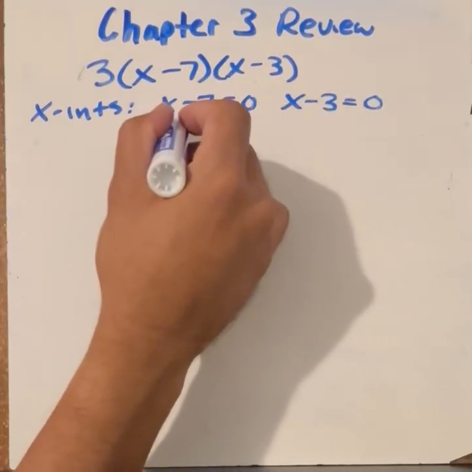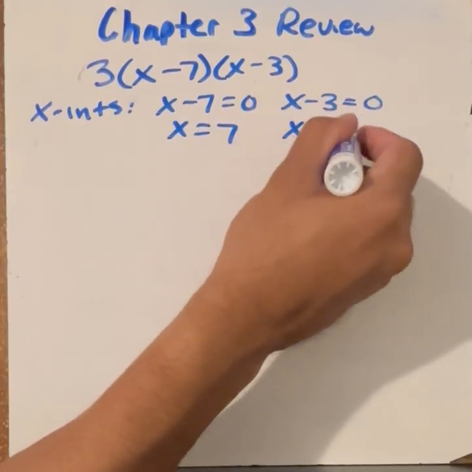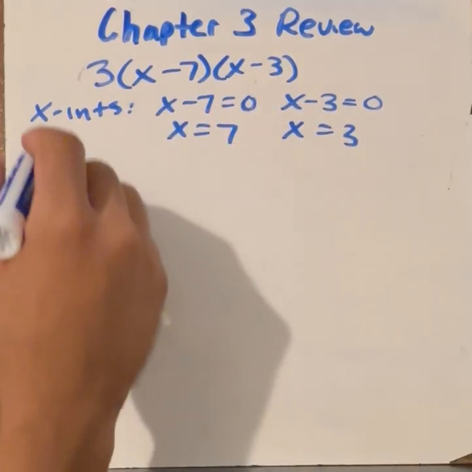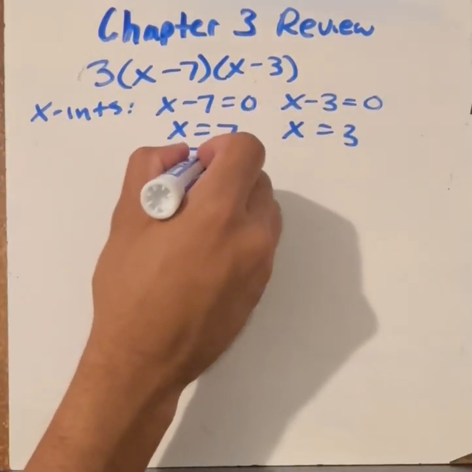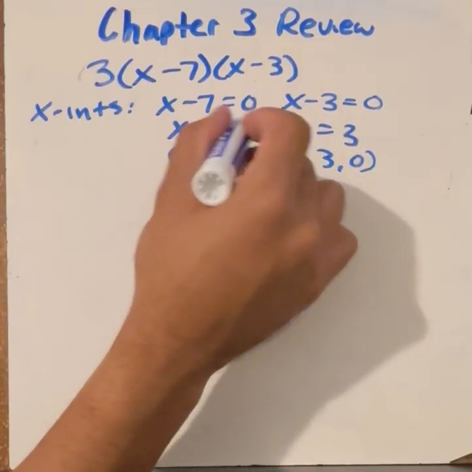So x minus 7 equals 0, this would be x equals 7. x minus 3 equals 0, so this would be x equals 3. Okay, so the x-intercepts are x equals 7 and x equals 3. Okay. Or 7 comma 0 and 3 comma 0. Okay, this is your p and your q.